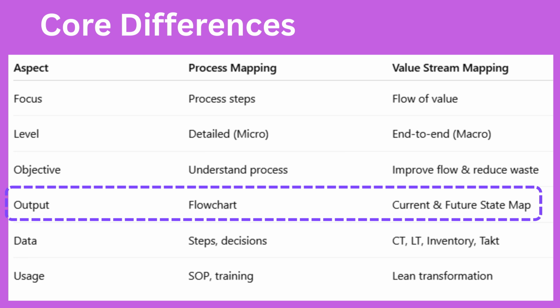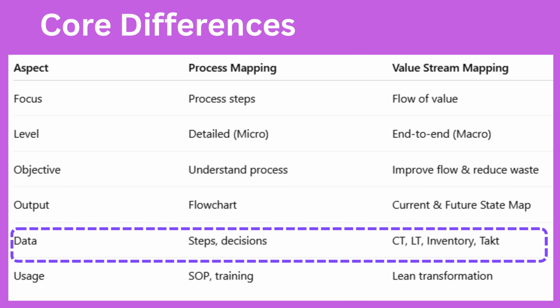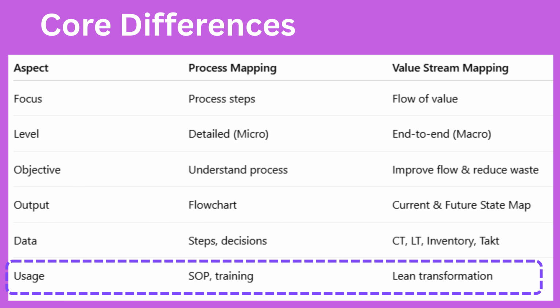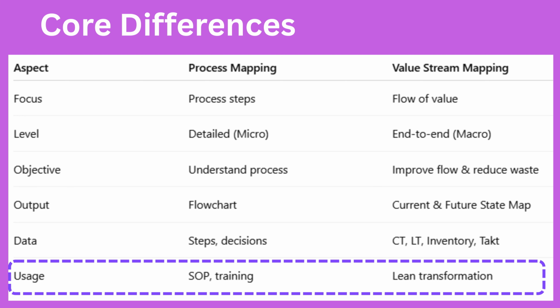Looking at the output, process mapping results in a flow chart, whereas VSM provides current state and future state maps. In terms of data, process mapping captures steps and decisions, while VSM includes key metrics like cycle time, lead time, inventory, and takt time. Finally, the usage. Process mapping is commonly used for SOP development and training, while value stream mapping is used for driving lean transformations across the organization.